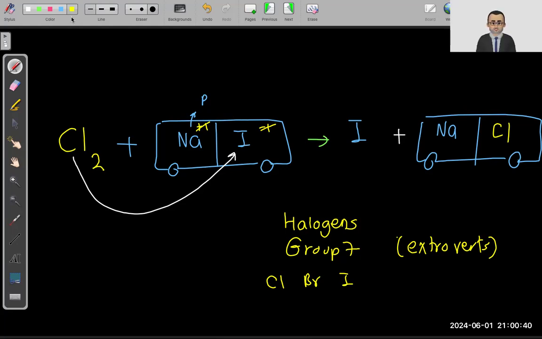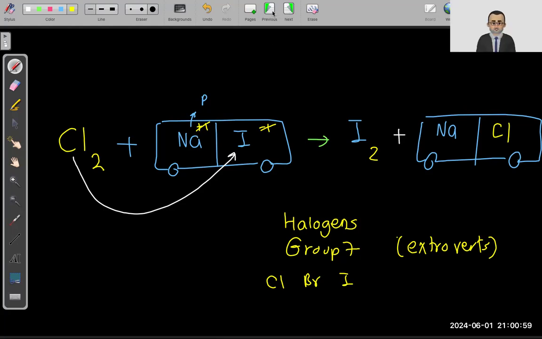Again, the iodide here is not 2 because it's with the sodium. But when it is kicked out, what happens? It will become I2. Why? Because it cannot be alone. Why is it not 2 here? Because it already has Na. Very good.